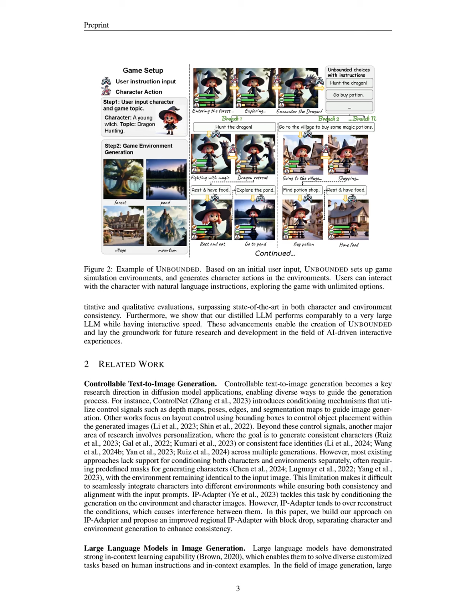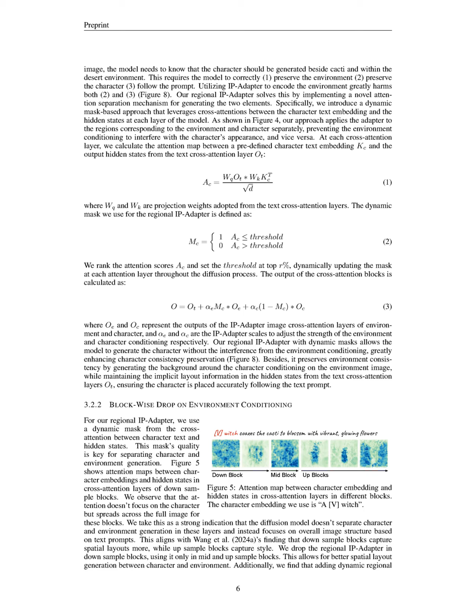The proposed method, specifically the regional IP adapter with block drop, enhances character and environment consistency during image generation through a systematic approach. First, it employs a dual conditioning mechanism that allows the model to separately encode both character and environment information, ensuring that each element is generated without interference from the other. This is achieved by utilizing a dynamic mask derived from cross-attention scores between character text embeddings and hidden states, which helps to focus on relevant regions for character and environment generation.